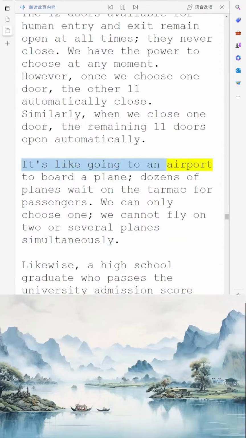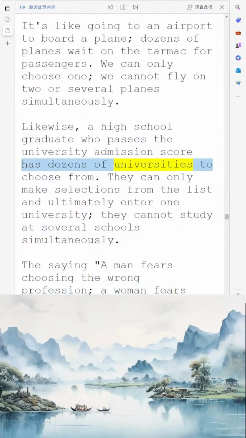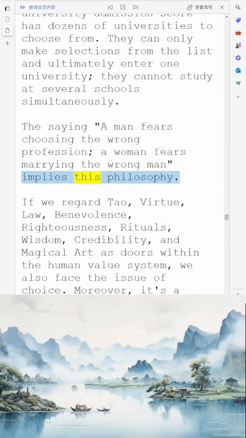It's like going to an airport to board a plane. Dozens of planes wait on the tarmac for passengers. We can only choose one. We cannot fly on two or several planes simultaneously. Likewise, a high school graduate who passes the university admission score has dozens of universities to choose from. They can only make selections from the list and ultimately enter one university. They cannot study at several schools simultaneously. The saying, "A man fears choosing the wrong profession, a woman fears marrying the wrong man," implies this philosophy.